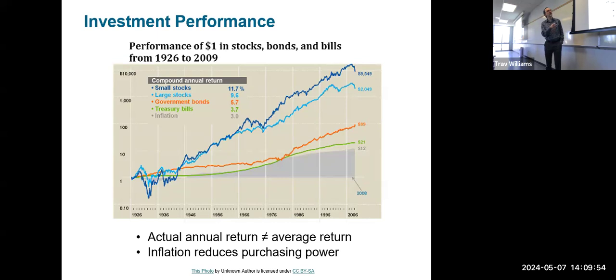But what if you had invested in the stocks of small companies that have averaged 11.7%? Small companies have a higher chance of failing, but if they're successful, they have a higher chance of big profits too. So that's the dark blue line. And you see also would have crashed with the 1929 crash and recovered and crashed again. But if you'd held on to it, now it grows to $9,549.